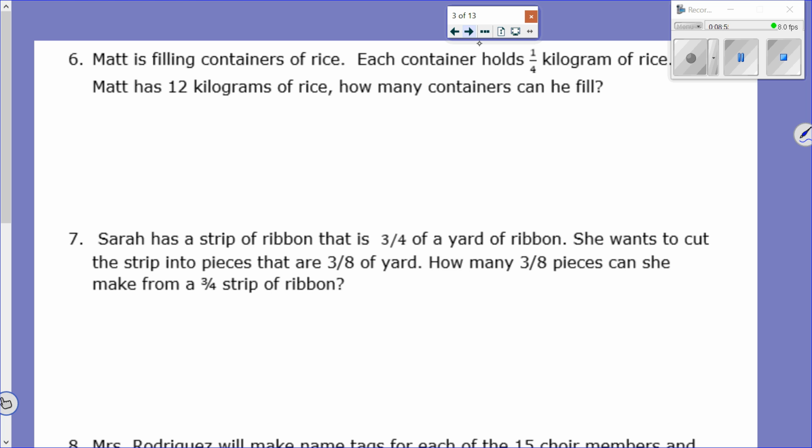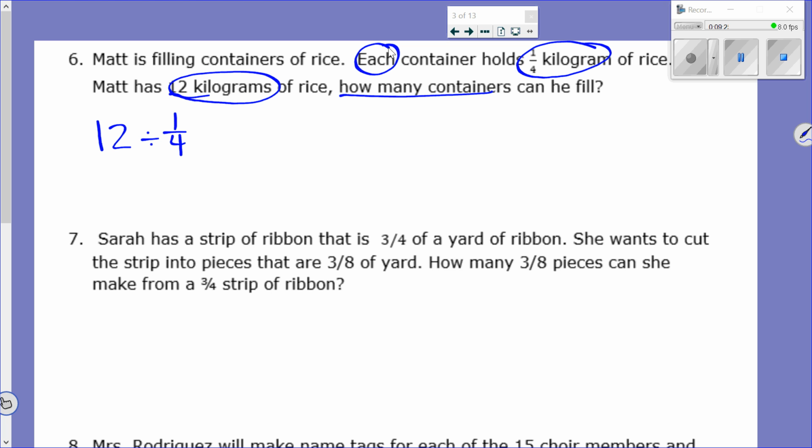Page 2. Matt is filling containers of rice. Each container holds a 1/4 kilogram of rice. If Matt has 12 kilograms of rice, how many containers can he fill? There's our question. So again, here's where we got to think. Am I dividing the rice into the containers or the containers into the rice? Rice into the containers, right? So I'm taking the 12 kilograms of rice, I'm dividing it into the containers, which each take 1/4.